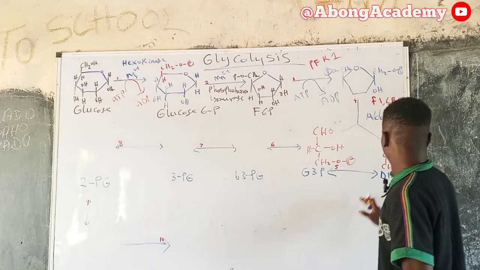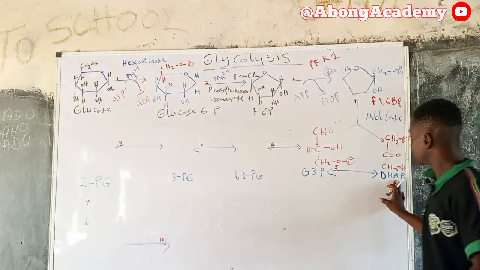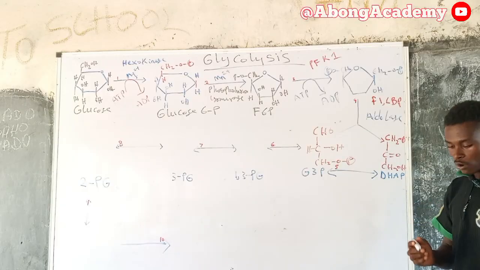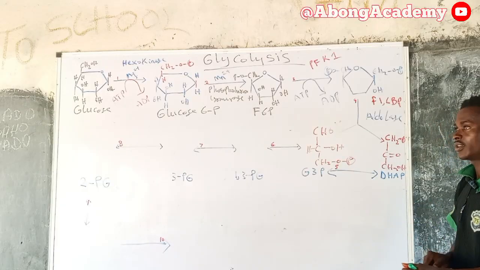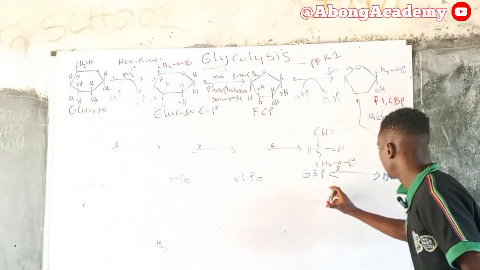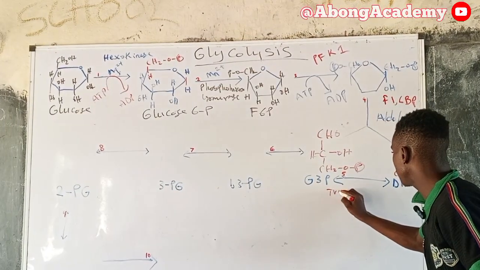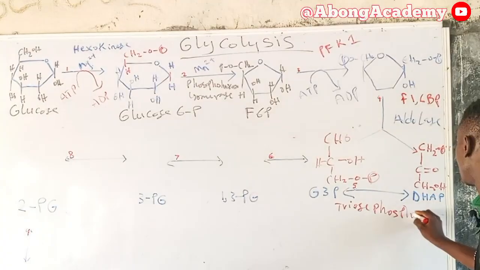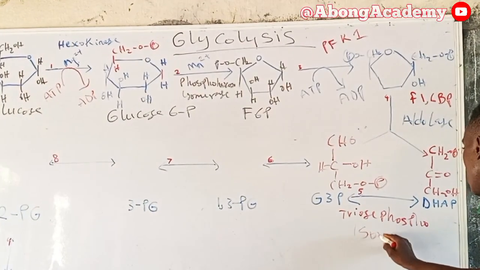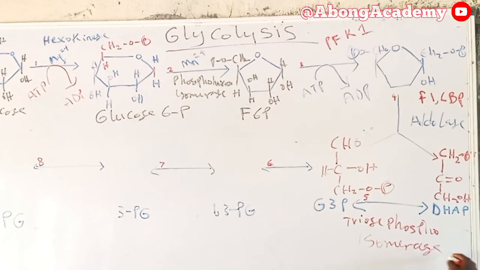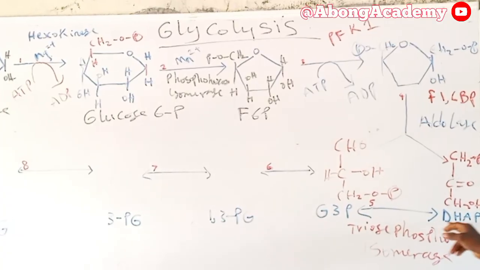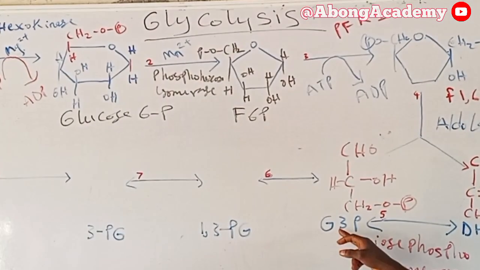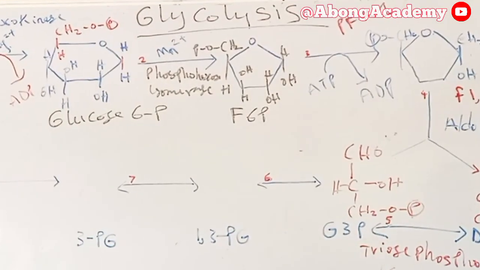Now, dihydroxyacetone phosphate can be converted to glyceraldehyde 3-phosphate. And the enzyme that will catalyze that step is called triose phosphate isomerase enzyme. That is the enzyme that will convert dihydroxyacetone phosphate to glyceraldehyde 3-phosphate.